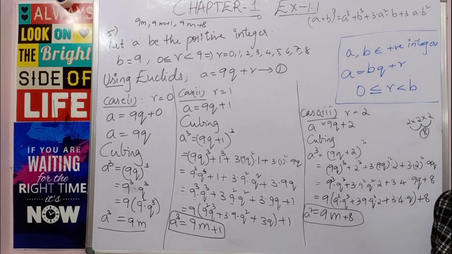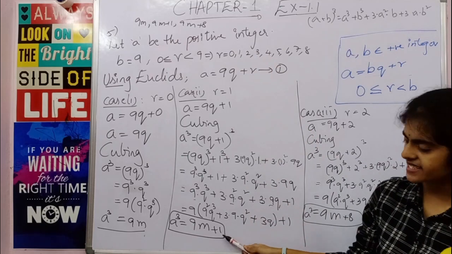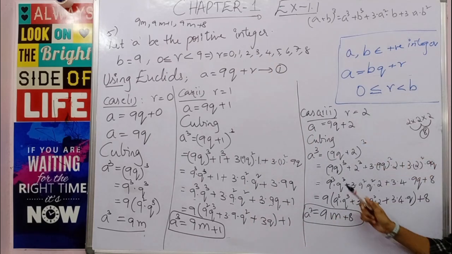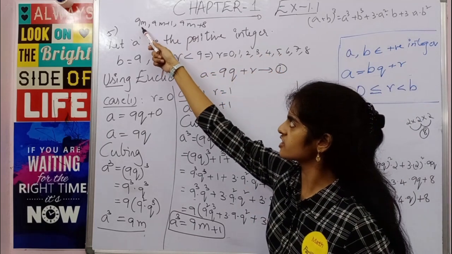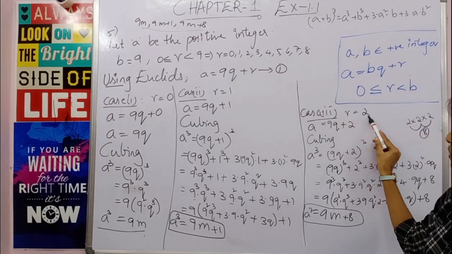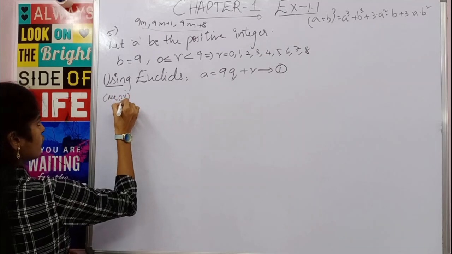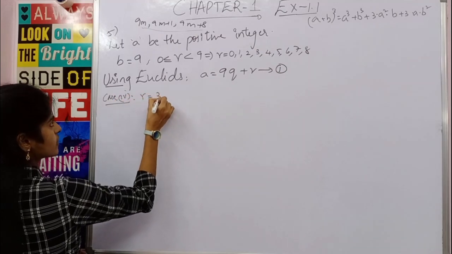So the first condition you got as 9m, second you got as 9m plus 1, and you got as 9m plus 8. So all these conditions you got. Now let us check for the other conditions also. So r equal to 2 you have checked. Now let us check for r equal to 3. Case 4, when r equal to 3.